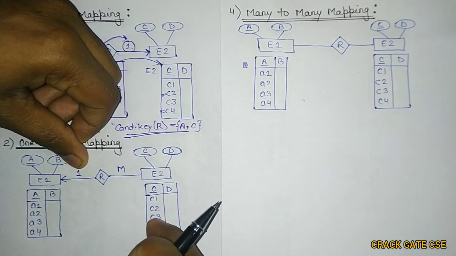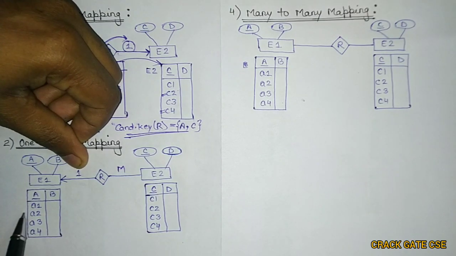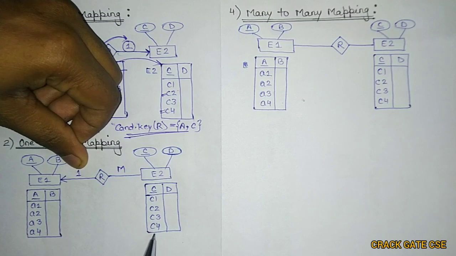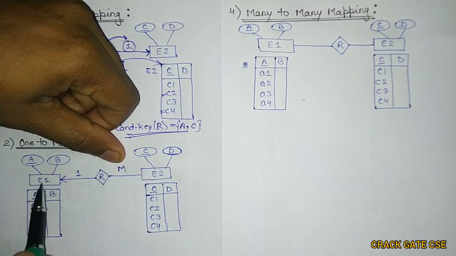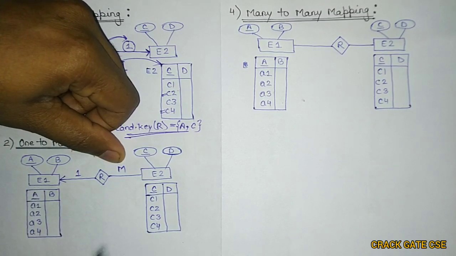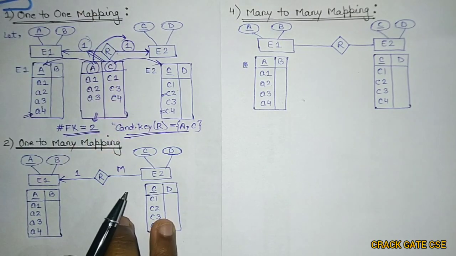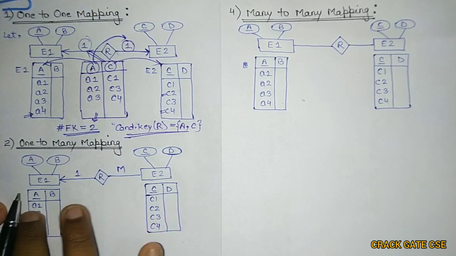That means C1, C2, C3, C4 can either relate with only one or they cannot relate. That means the value from this particular C attribute cannot relate with more than one attribute of this E1. Now what does this M say? This M says that each entity of E1 can relate with 0 or more than one entity. That means there is no restriction on this side, while this can relate with only one.